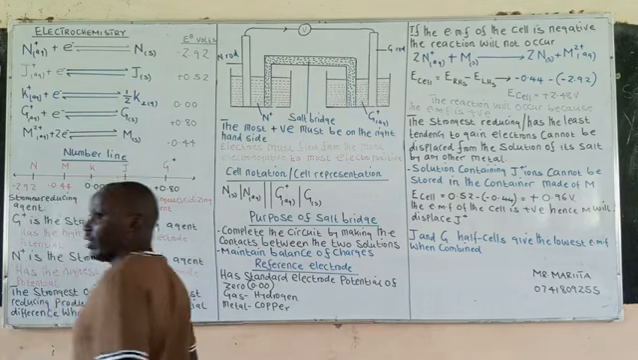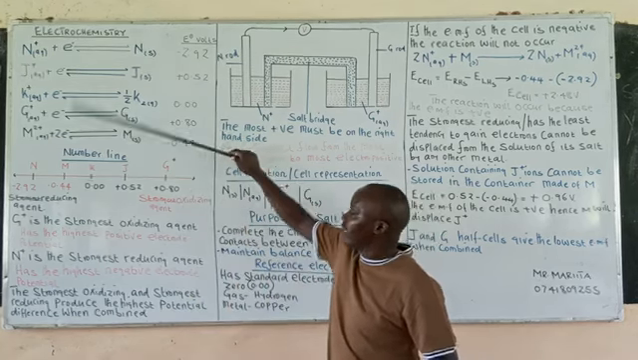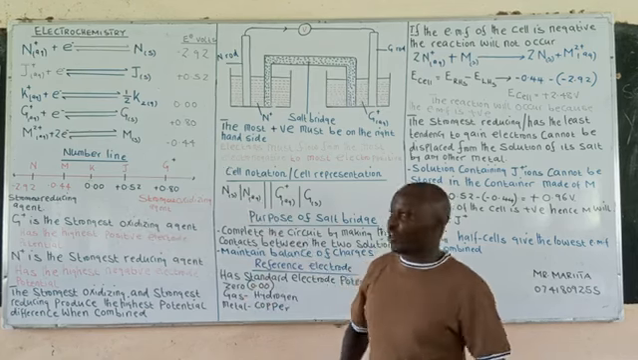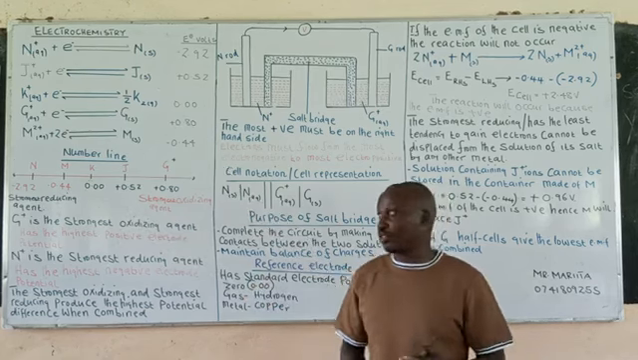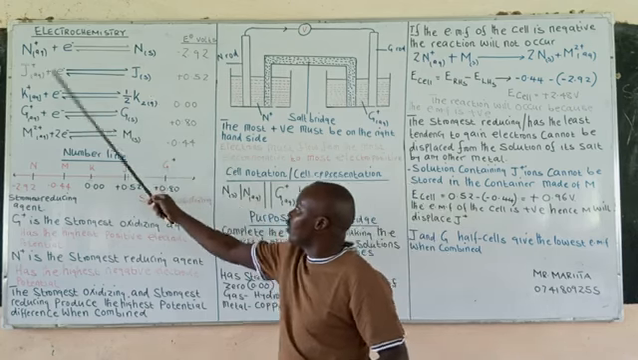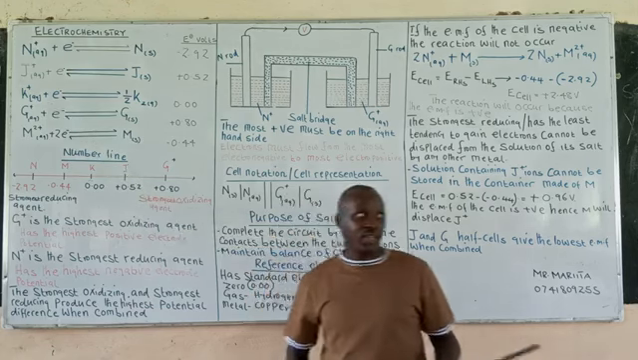Suppose now, in an examination you will be getting something like this one, standard electrode potentials given below, and then you answer the question which follows. So these are the half cells. We have N, we have J, we have K, then we have J, and then we have M.